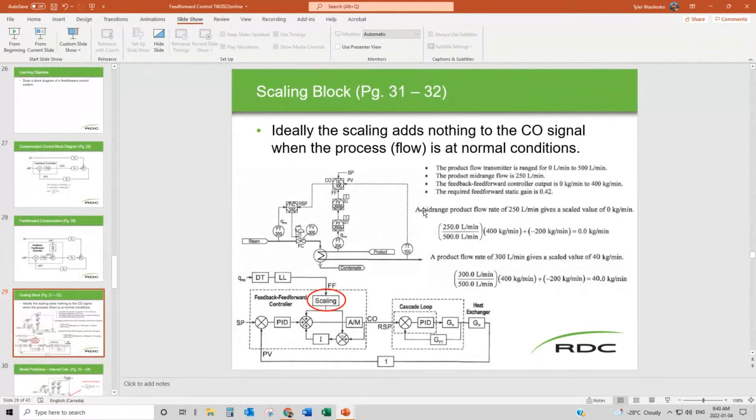Okay, scaling block. Ideally, scaling adds nothing to the control signal when the flow is at normal conditions, and there's all kinds of wonderful math that's involved here. In here, we don't have any of this in the self-test, so I'm not going to dwell on it very much. But scaling is just scaling, right? We're trying to change this, in this case, from liters per minute into kilograms per minute. You've done this before. It's input-output formula in all intents and purposes. So nothing there that I'm going to drill you guys on. This is all more about block diagrams.